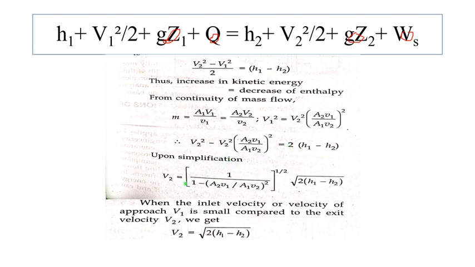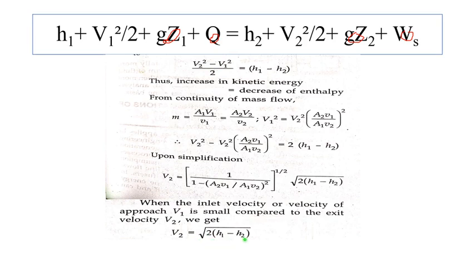Upon further simplification, we can get the value of V2 that is required for calculations, or the exit velocity, as under root of 1 upon 1 minus (A2 v1 divided by A1 v2) whole square, into under root of twice (h1 minus h2). Now, if we know all these values, we can get the exit velocity. But it is found that the inlet velocity, or the velocity of approach V1, is very small as compared to the exit velocity V2. So if we neglect the value of V1 in this equation, we get V2 square is equal to twice (h1 minus h2), or simply V2 is equal to under root of twice (h1 minus h2).